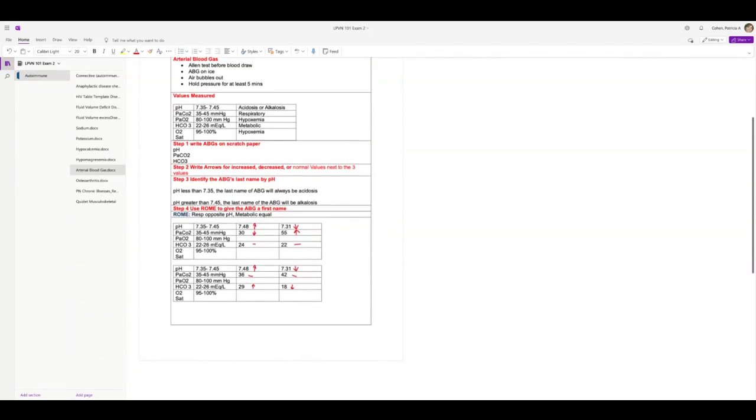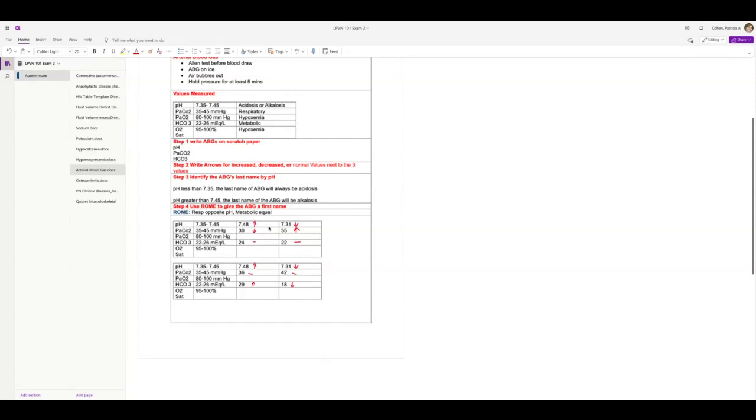So come down here. All right? So I put this arrow here, that's up, and this arrow down. Okay? So have you heard of the term ROME? Respiratory opposite, metabolic equal? Have you heard that term? Yes. Okay.